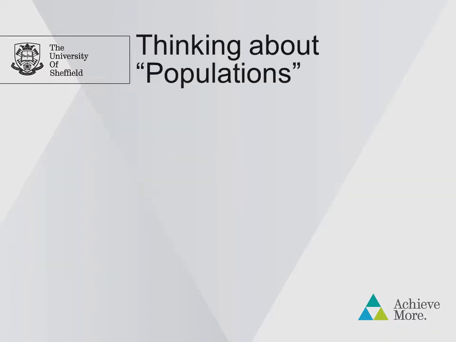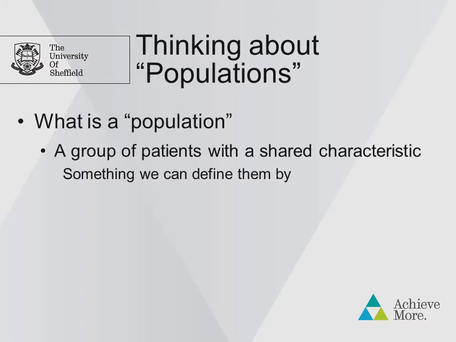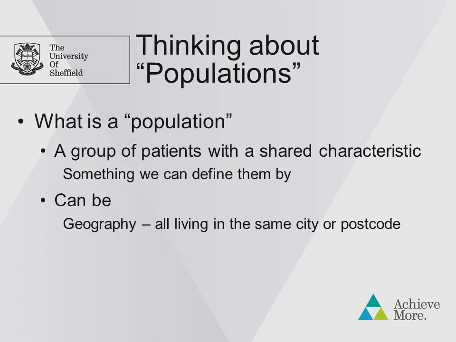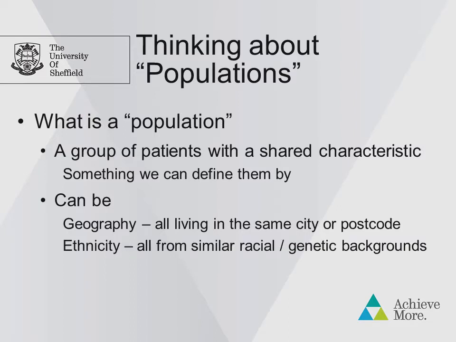So the first thing we need to do is think about this word population. What do we mean by a population? Effectively, a population is a group of patients with a shared characteristic, so it's just something we can define them by. Now, most commonly we think of populations in terms of the geography, where they live. So a population could be all the people living in the same city or the same postcode or the same street.